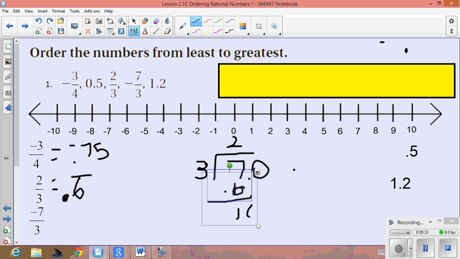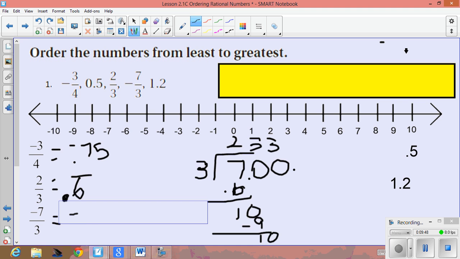We bring the 0 down. 3 goes into 10 3 times. 3 times 3 is 9. There's 1 left over. If I add a 0, I get 10 again. So this 3 is going to repeat. So I get an answer of negative 2 decimal point 3 with a bar over the 3.